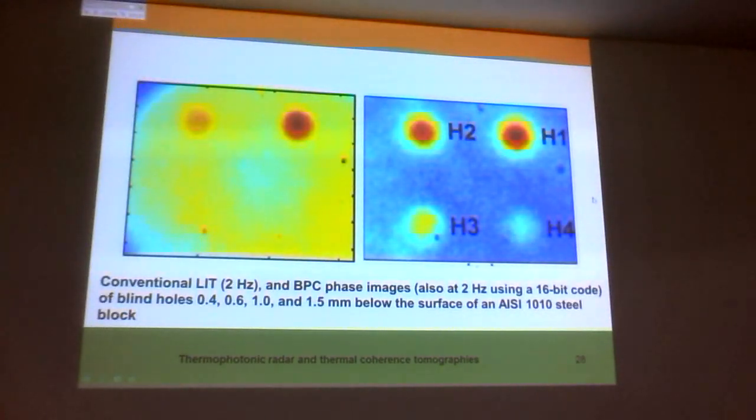Okay, so the other thing that we tried with this one here was with holes. Remember, we have holes at different depths. So we looked at the conventional 2 Hz lock-in thermography, and then we looked at the binary phase code images at 2 Hz using a 16-bit code. You see only 2 of the holes. Here you see essentially all 4 of the holes, including the deepest one.